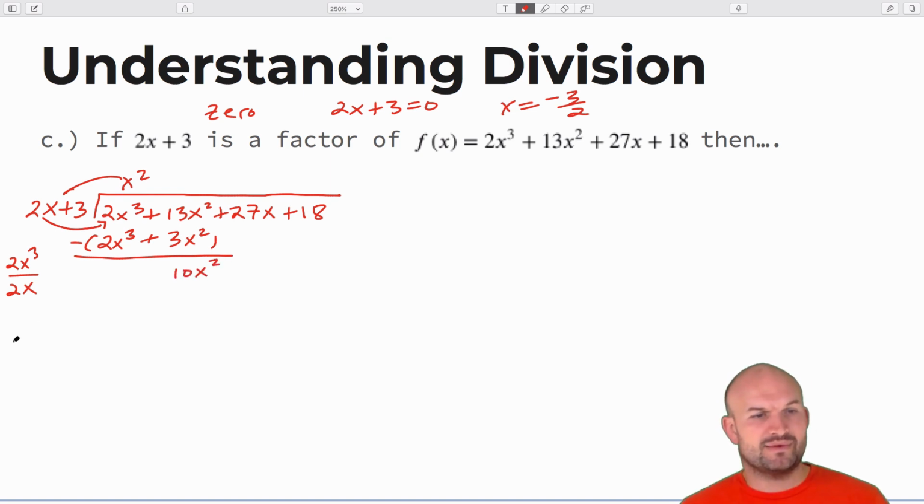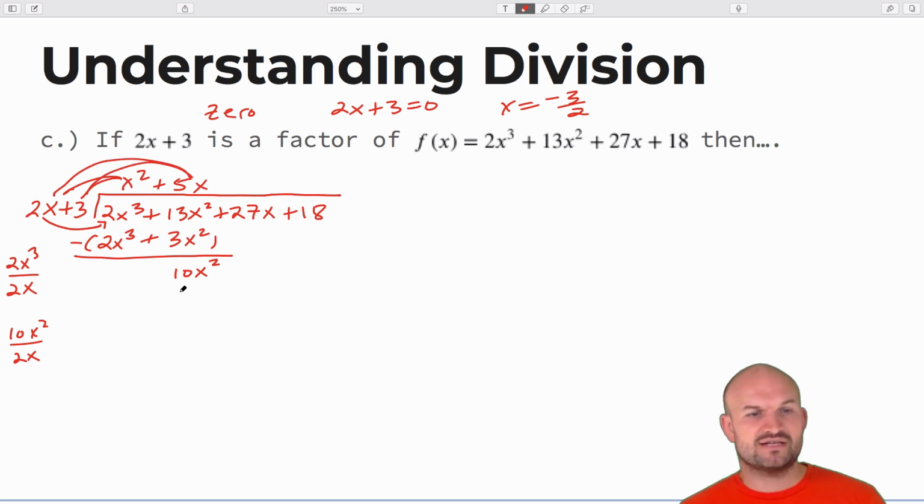So again, how many times does 2x divide into 10x squared? Well, 2 divides into 10 5 times, and x divides into x squared x times. So that's going to be 5x. Okay, so 5x times 2x, and 5x times 3.